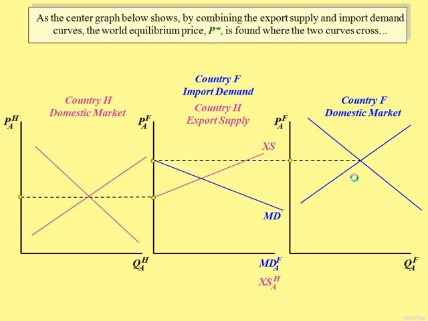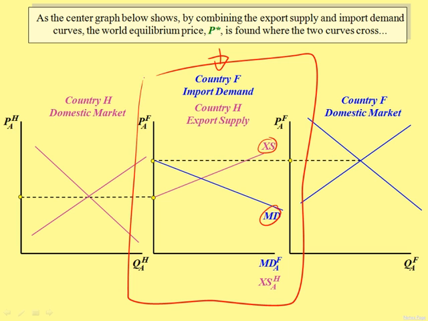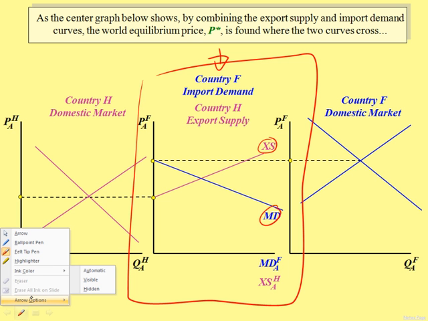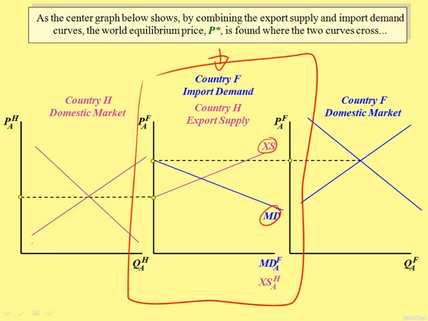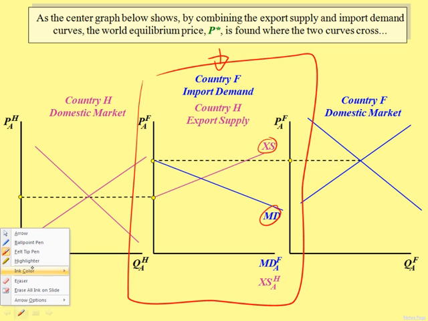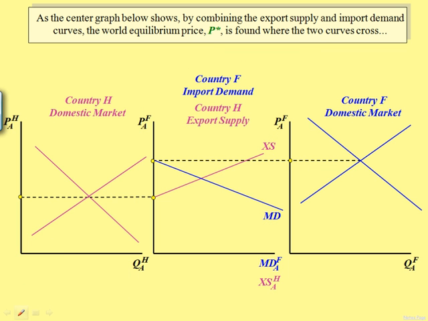Well, the next thing is, of course, to combine in one graph the export supply and the import demand curve. And it is this graph in the middle which is what this story is all about, because that graph reappears a number of times in the book. Okay, so it's interesting and important to know exactly what's the story behind it.